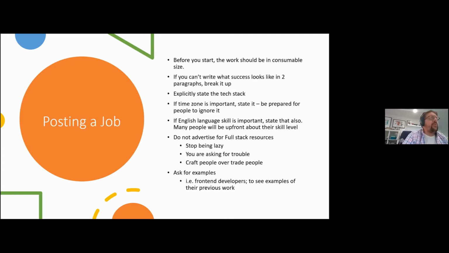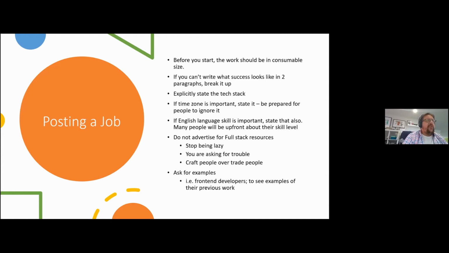A couple of small points. You've got to break the work into consumable sizes, whether that is 2 weeks, 3 weeks of work at the max, small sizes, sometimes smaller if you can. And you guys, more than anyone, know that smaller pieces of work have a better chance of succeeding. I say if you can't describe what success looks like in 2 paragraphs, then it's too big. And by success, I mean what are you trying to achieve. Again, these are not unknown concepts.